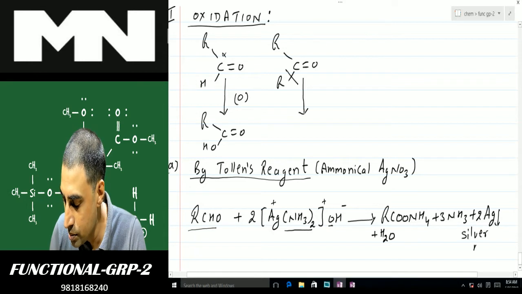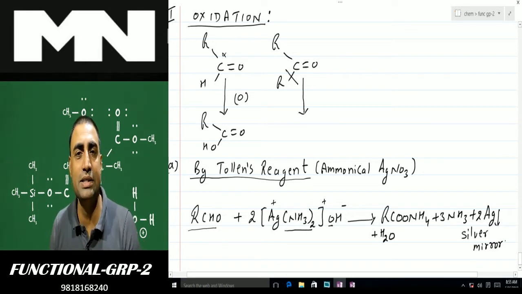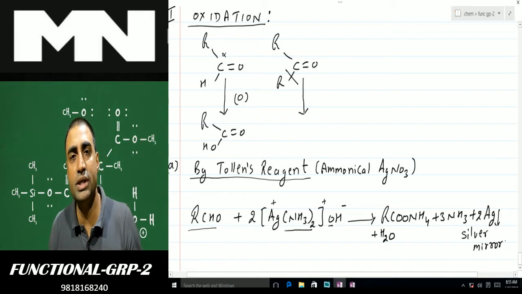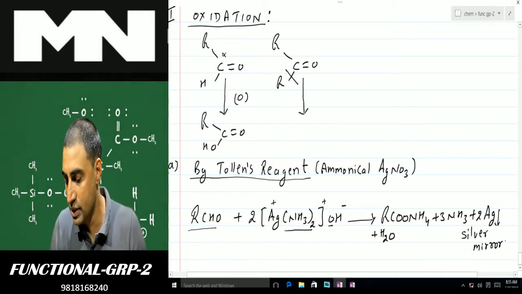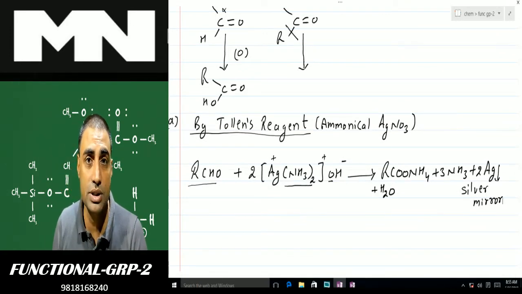Silver mirror. So aldehydes can easily reduce Tollens reagent, or we can say aldehydes can easily undergo oxidation by Tollens reagent, reducing that Tollens reagent to silver and forming a silver mirror. So aldehydes give a positive silver mirror test, but ketones do not.